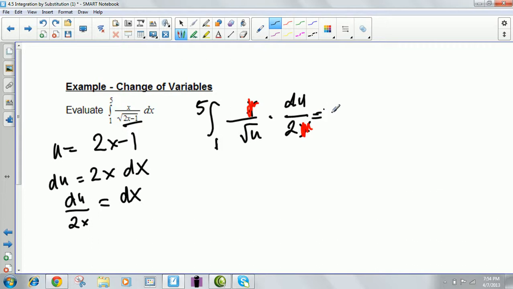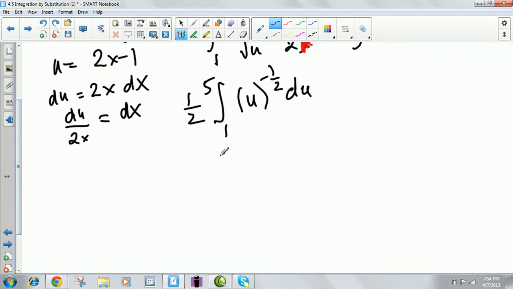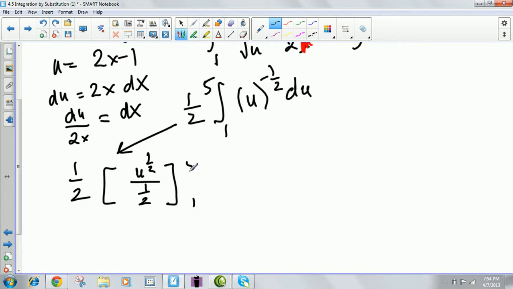But I'm just going to keep moving along. So you'd have the integral from 1 to 5. I'm going to bring this 1/2 out. And instead of 1 over the square root, I'm going to go u to the negative 1/2. It's easier to look at that and integrate that, because now if we integrate that, you'd have 1/2 times the function, so you would add 1, so that'd be u to the 1/2 all over 1/2 from 1 to 5.